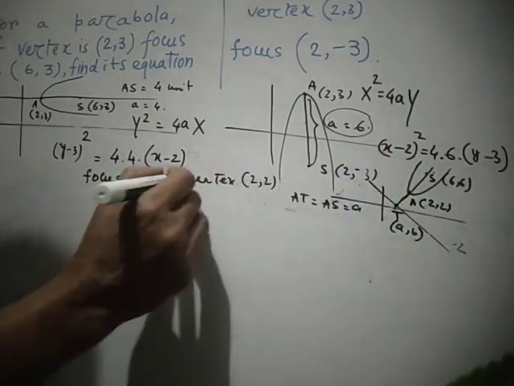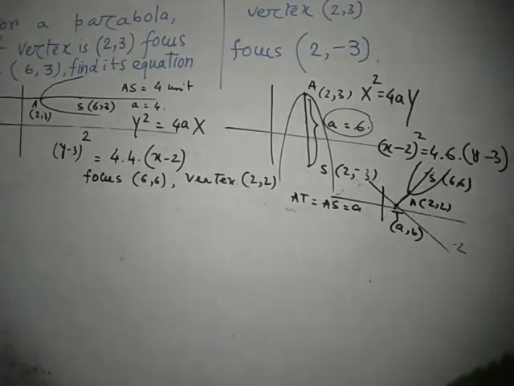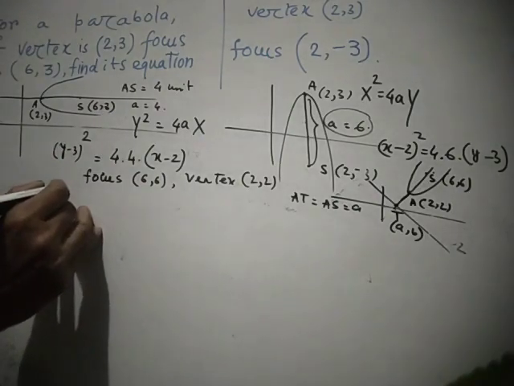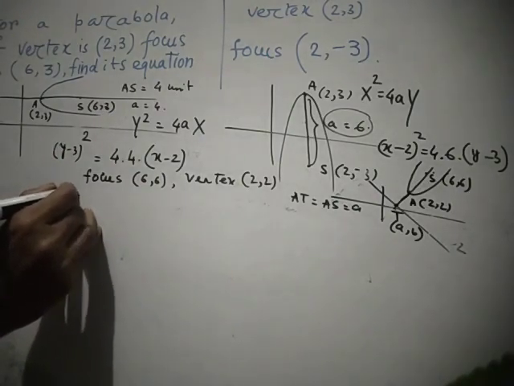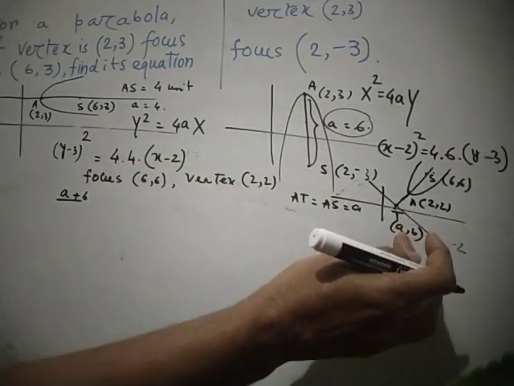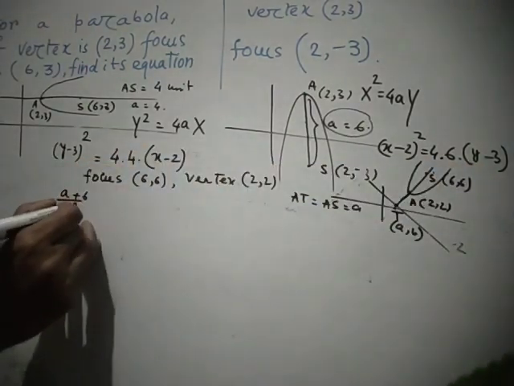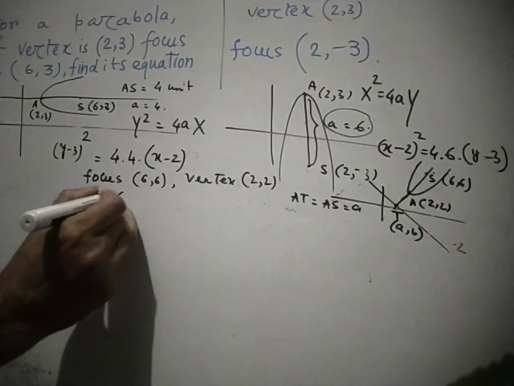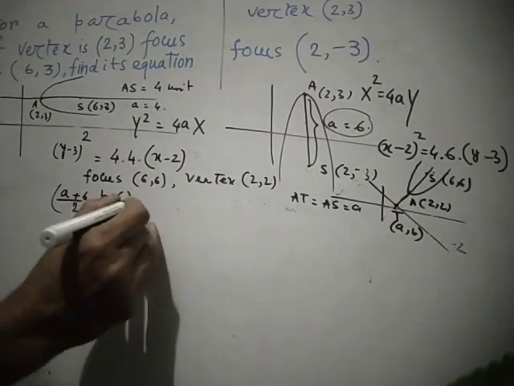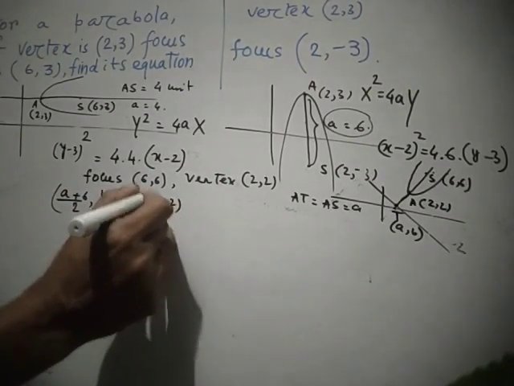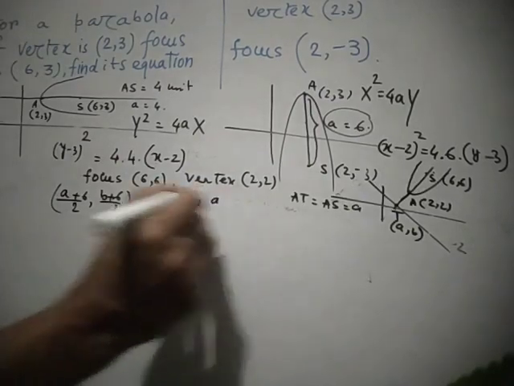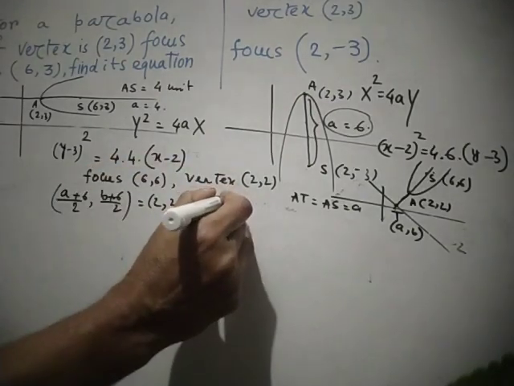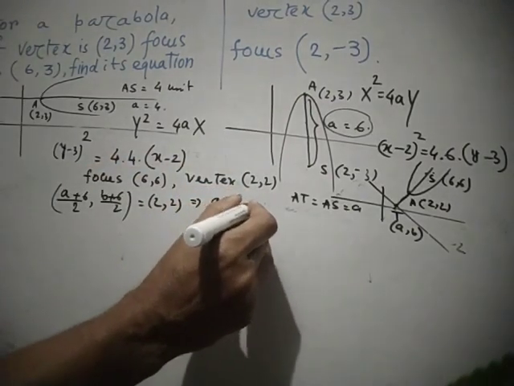So if we apply the midpoint rule, with the two extreme points T and S, we take (a plus 6) by 2 comma (b plus 6) by 2, and this is equal to (2, 2). Now if we compare the first one, the abscissa, (a plus 6) by 2 equals 2.